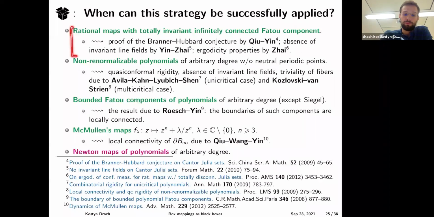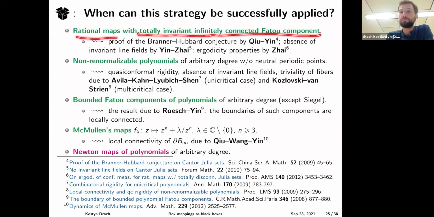So the first set of these examples consists of rational maps with totally invariant, infinitely connected Fatou components. This is an example where you can construct box mappings in the sense of Brunner and Hubbard using this fully invariant, infinitely connected Fatou component. And once it is done, you can use this black box machinery to conclude the results. The citations I gave here are by authors who first proved this, but some of them were not using this type of machinery. But you can, in fact, redo all of their proofs in a unified way. And you conclude this Brunner-Hubbard conjecture, absence of errant line fields, and ergodicity.